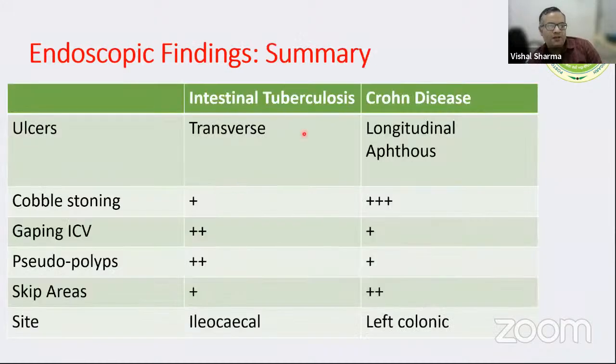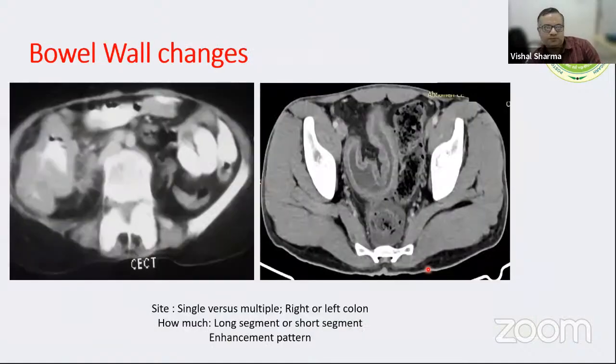disease. So if we summarize the endoscopic findings: the transverse circumferential ulcer in TB; linear, longitudinal, aphthous or serpentine ulcers in Crohn's disease; bowel stoning more in Crohn's disease; ileocecal involvement and a gaping IC valve, which is kind of opened up, more in TB; pseudo polyps in both, more in TB; skip areas in both, but more in Crohn's disease; and of course the site we have talked about.